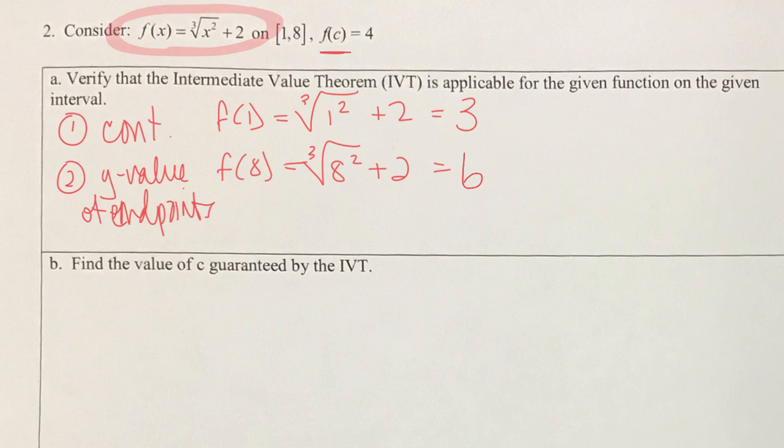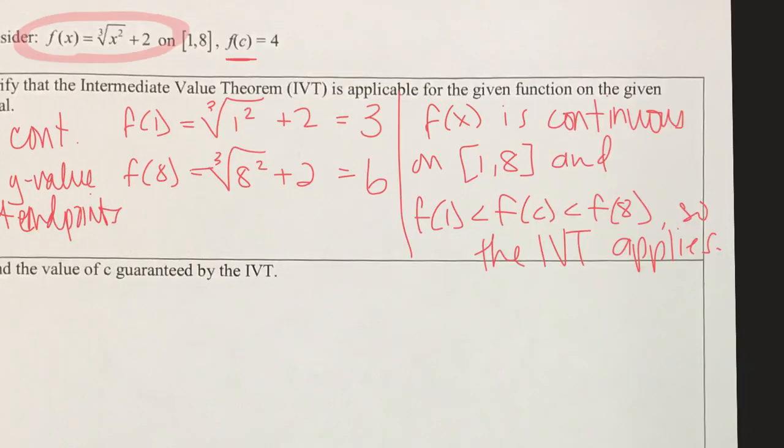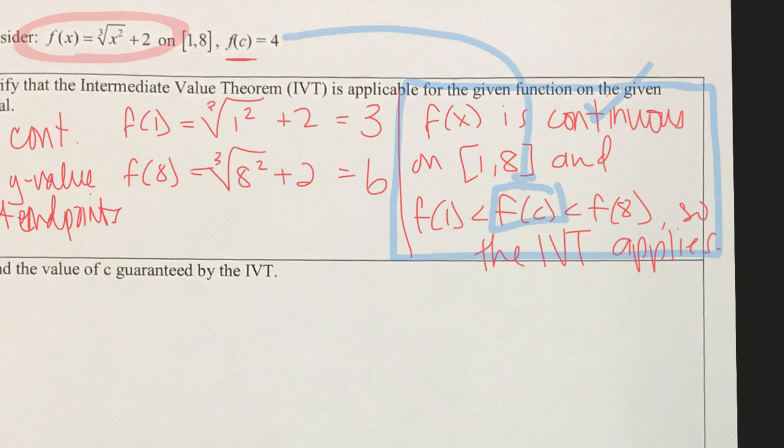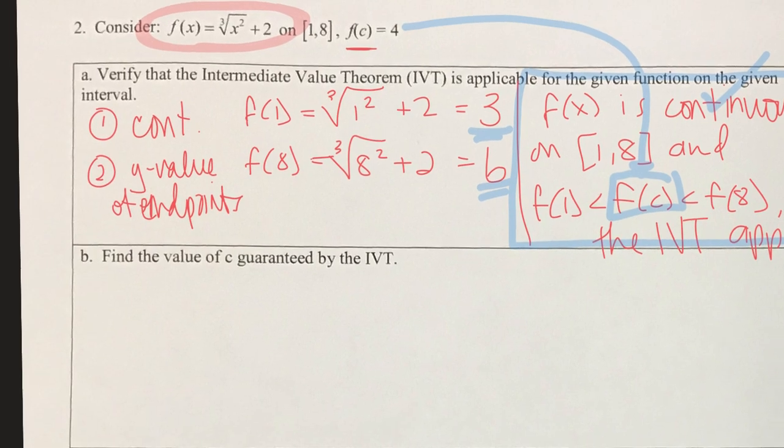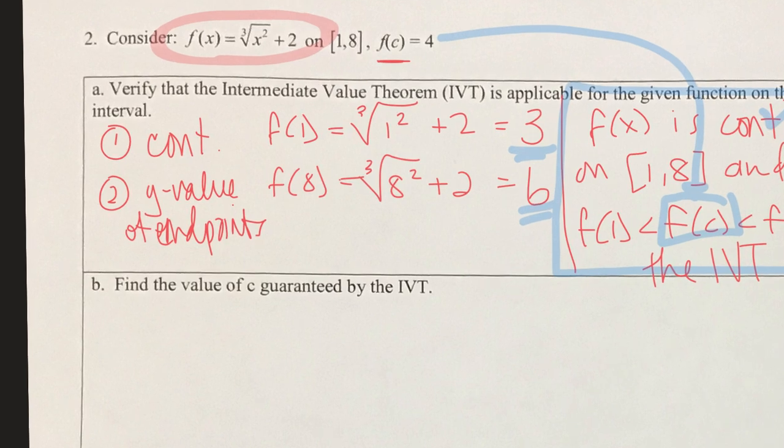Okay, so is there a c value that's going to be equal to 4? Yes, there is. So we have to state that explicitly. This is the important part for calculus, saying all of this. Verify that it is applicable. We have it being continuous on the closed interval, and our y value of 4 is between the two endpoints that we have calculated. So the IVT is going to apply. Now find the c guaranteed by the IVT. Now we have to do a little bit of math and figure this stuff out.